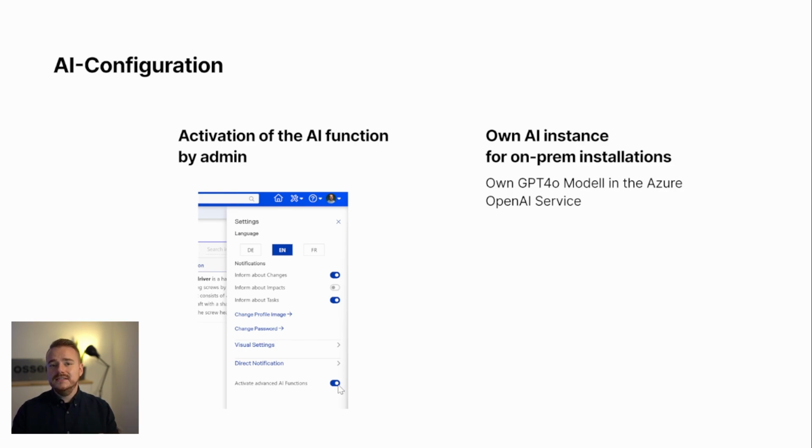The next thing is that for all of our on-prem installations, you are now able to use your own AI instance. So within the app settings for your IT service, you can select your own GPT-4 model in the Azure OpenAI service.